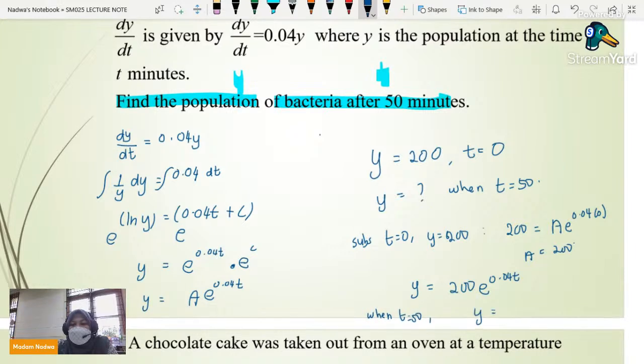So we just substitute 50 into our equation here. We have 200 is 0.04 times 50. So you just use your calculator. 0.04 times 50, you will get 2. So it actually wants you to find 200 e to the power of 2.